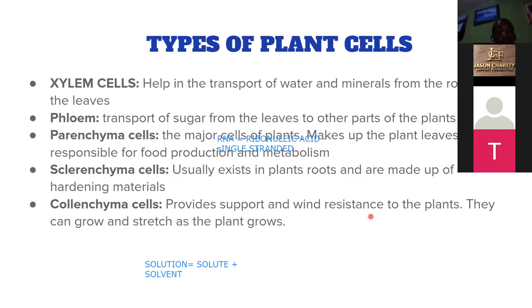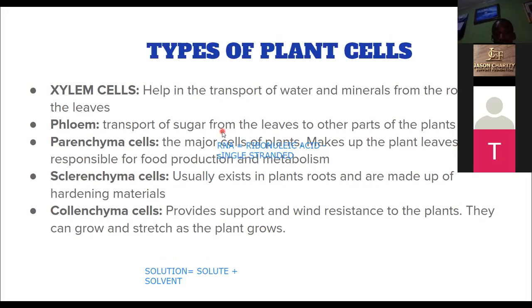All right. Now, types of cells, types of plant cells. Now, we have the xylem cells. Xylem helps to transport water and minerals from the root. You know, when the root of a plant absorbs water, it traps water and minerals from the ground. Those minerals and water will be needed in different parts of the plant. The cell that transports these minerals and water to where they are needed, especially in the leaves, is the xylem cells.